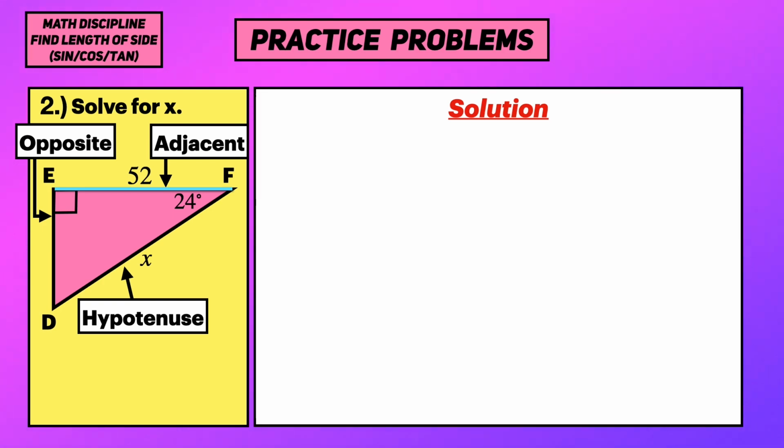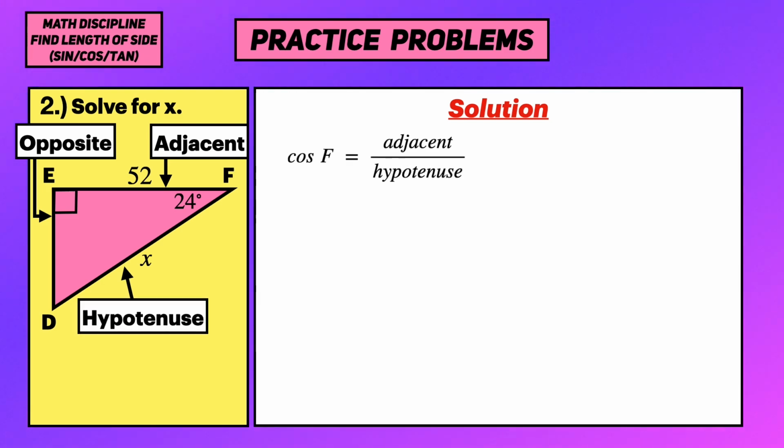We are given the length of side EF, which is 52. That is our adjacent side. We are trying to solve for x, which is the length of side DF, which is our hypotenuse side. So we are comparing the adjacent side to the hypotenuse side, and that is the cosine ratio. So the cosine of F is equal to the adjacent side divided by the hypotenuse side. We substitute our given values from our problem, and we get the cosine of 24 degrees is equal to 52 divided by x.